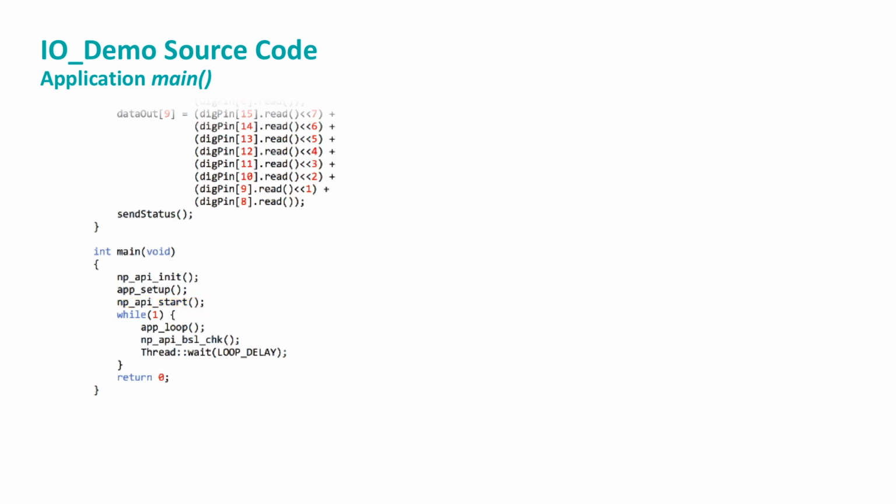Now we come to the main loop. Within the while structure are three calls. The first, app loop, is the function that you write that contains everything you want to do within the loop.